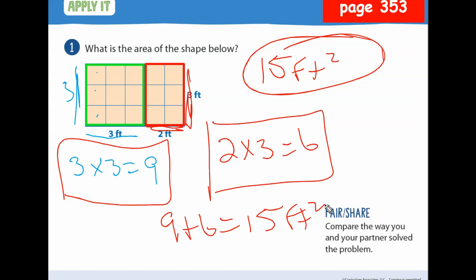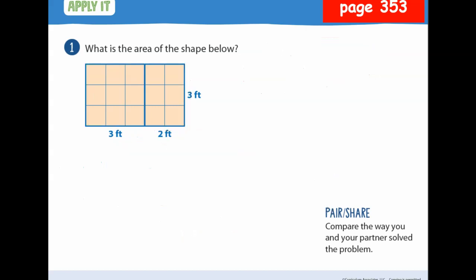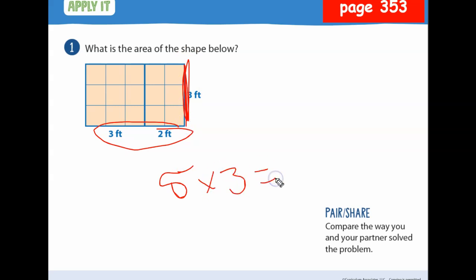Now, there's also another way to do it, okay, if I added both lengths right here, so it's 3 plus 2? 3 plus 2 equals 5. And then the width is what? 3. So 5 times 3 is 15. It's another way to do that, okay?